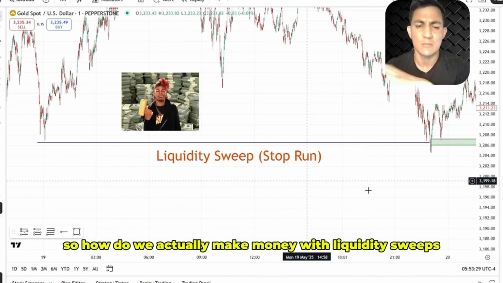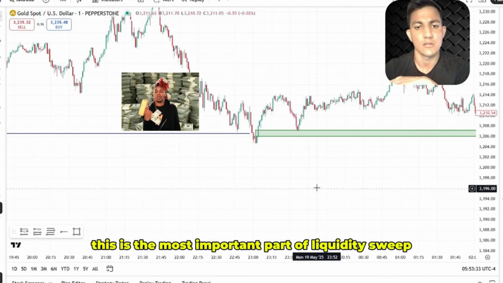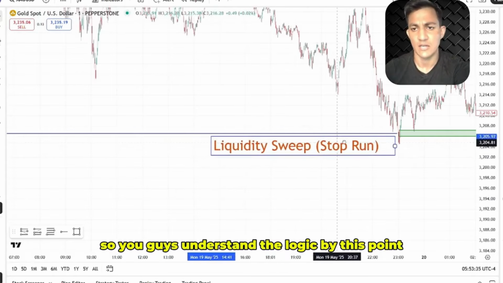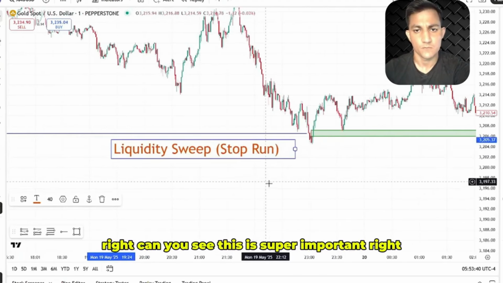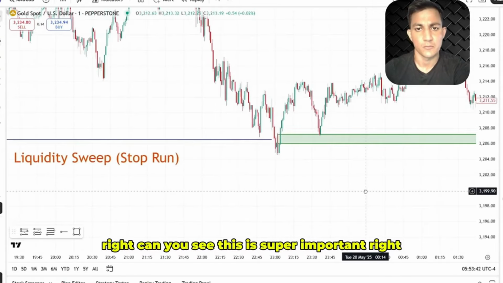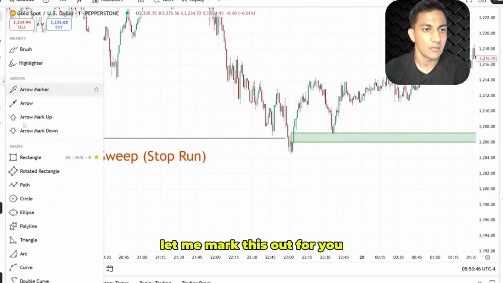So how do we actually make money with liquidity sweeps, right? This is the most important part of liquidity sweeps. So let's just move this all the way over here. So you guys understand the logic by this point. So here's our liquidity sweep, right? Can you see, this is super important, right? Pay attention. This is probably the most important part of the video. Can you see this? Right, let me mark this out for you.